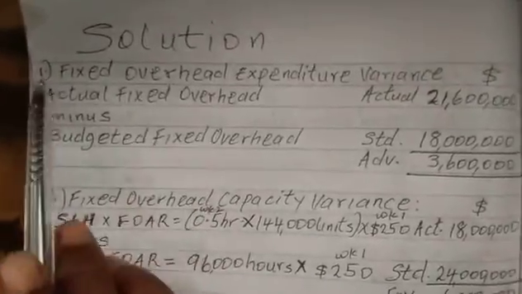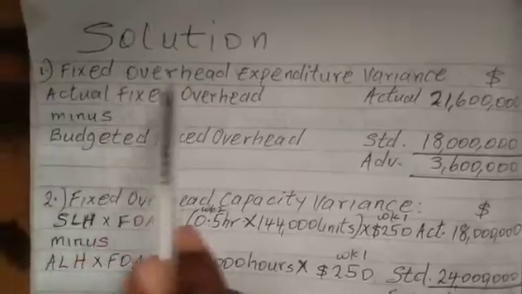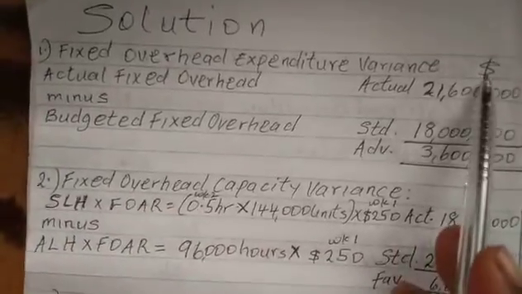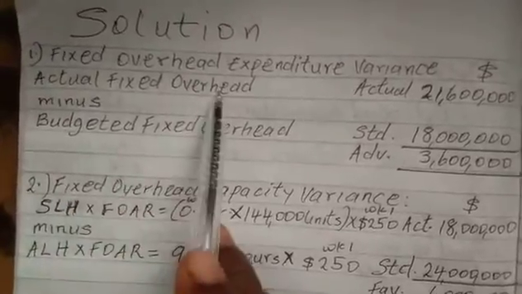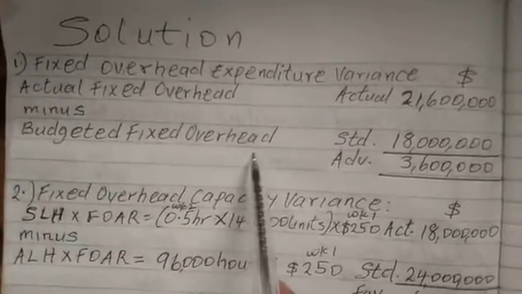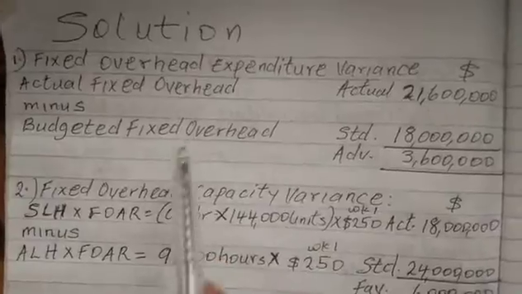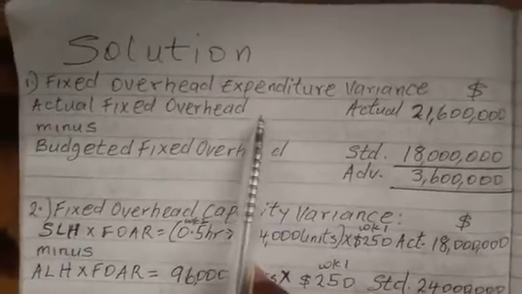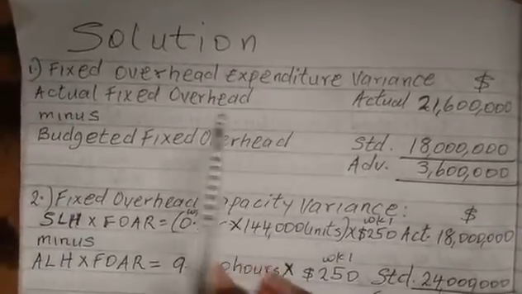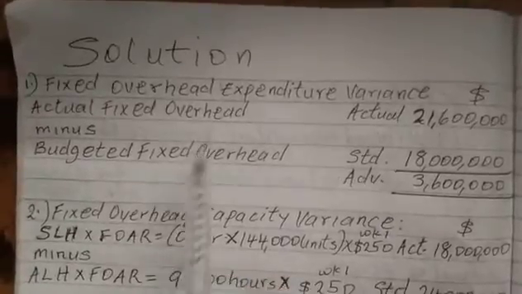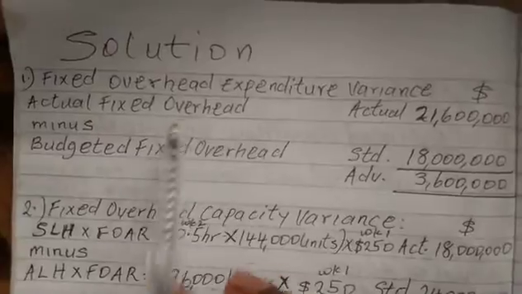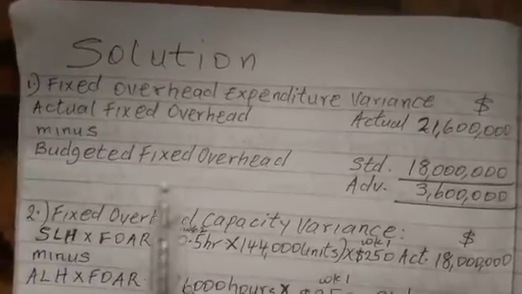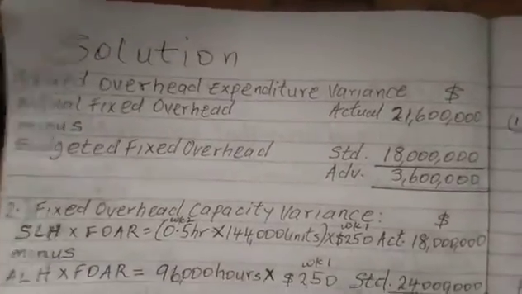And the solution is 1. Fixed overhead expenditure variance. The formula is actual fixed overhead minus budgeted fixed overhead, as in formula A. What's our actual fixed overhead? Just go to the question directly. You are not picking it one by one or multiplying anything. Just pick the answer directly. It will always be given in the question.